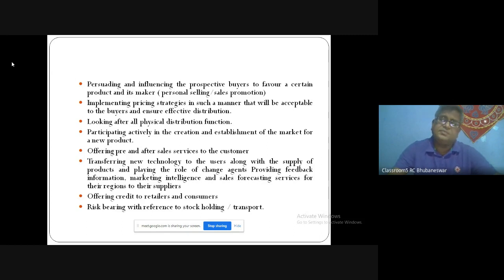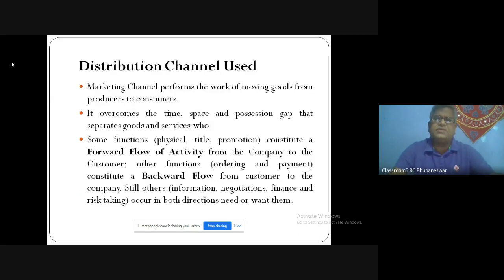That type of marketing intelligence network, through artificial intelligence, you can also procure some feedback through the distribution channel. Or you can offer credit to the retailers and customers. Credit to retailers means through the distribution channel you can also bear the risk. So these are some of the positive points through which the distribution channel can perform in a better way.